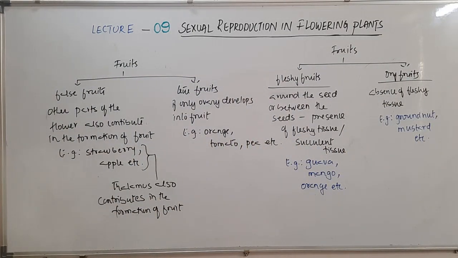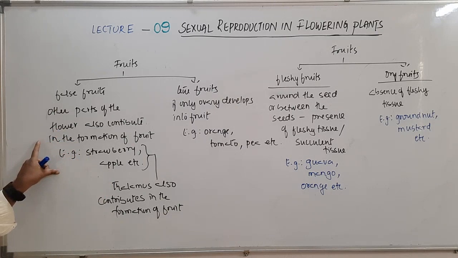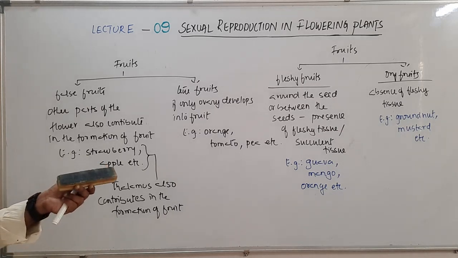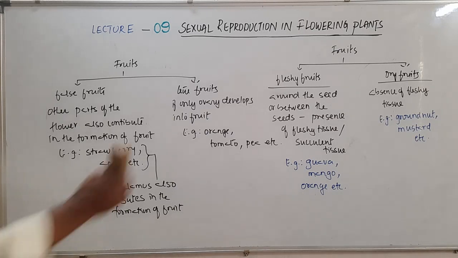So the fruits can be false or true fruits, right? It all depends on whether the parts of the flower also contribute in the formation of the fruit. If it is the case, they will become the false fruits, and if only the ovary develops into fruit, then the condition is called true fruits. And we may find fruits that have pulp, of course with the water content, right? And if it is the case, they will become the fleshy fruits, and dry fruits will not be having that fleshy tissue, like we see in groundnut and mustard plants.